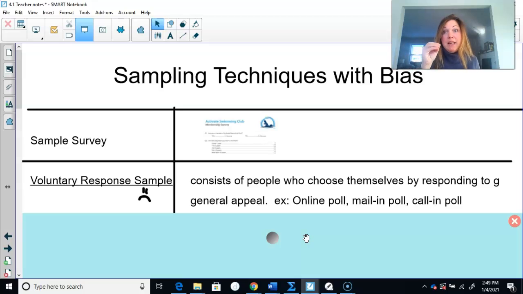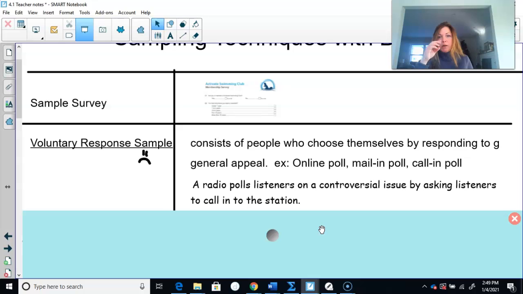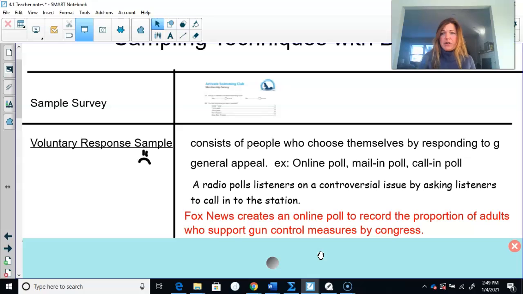People only respond if they truly are passionate about it. Now, here's an example that you talked about in your breakout room: a radio polls listeners on a controversial issue by asking listeners to call into the station, right? Okay, here's the deal. Here's a controversial issue for you. Fox News creates an online poll to record the proportion of adults who support gun control measures by Congress. Typically, Fox News tends to be more conservative.